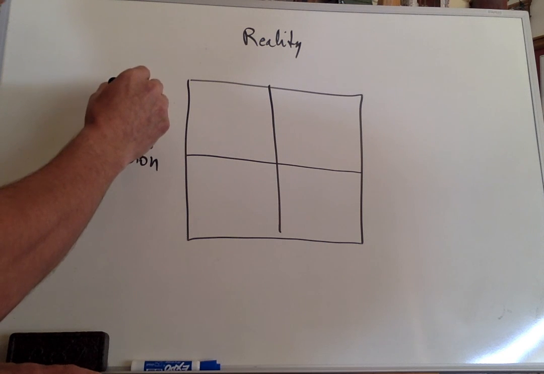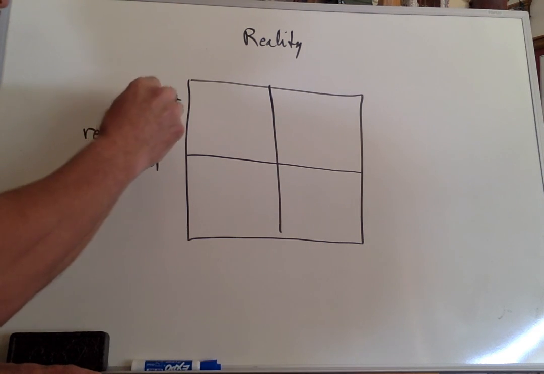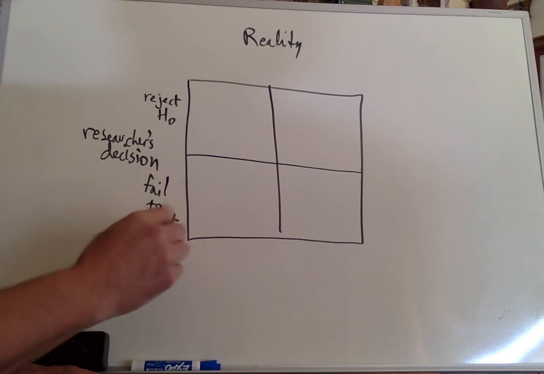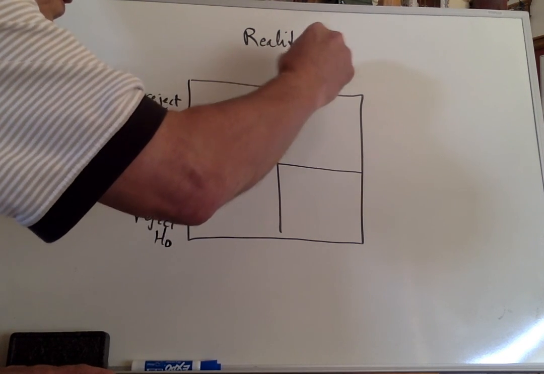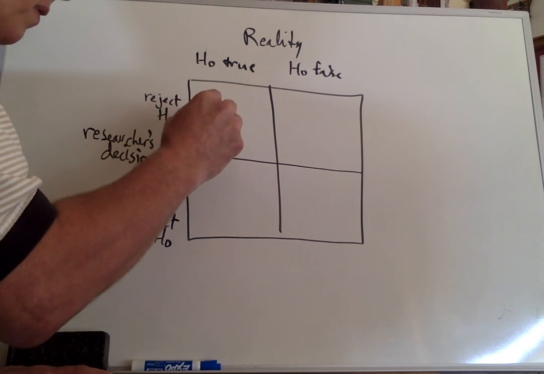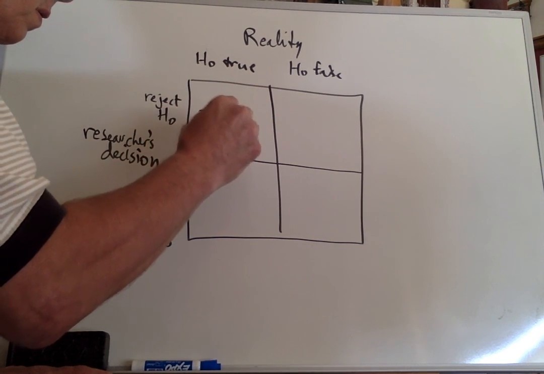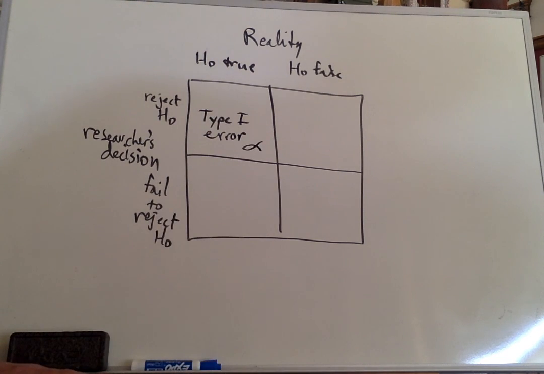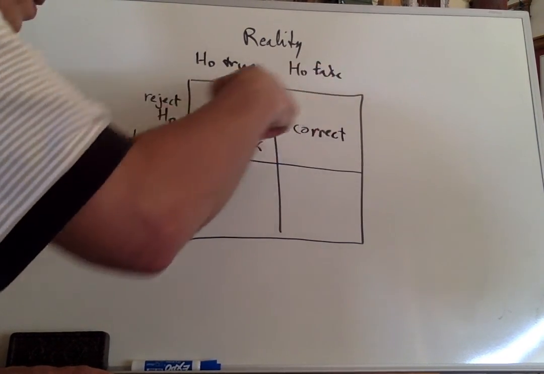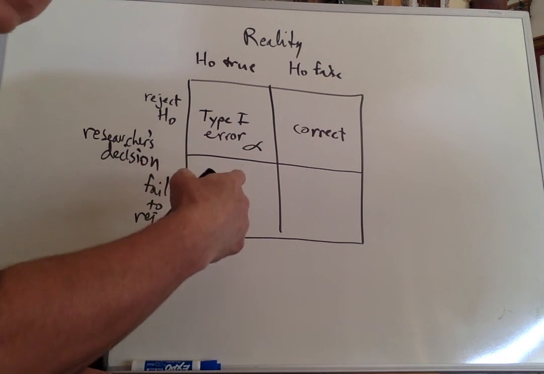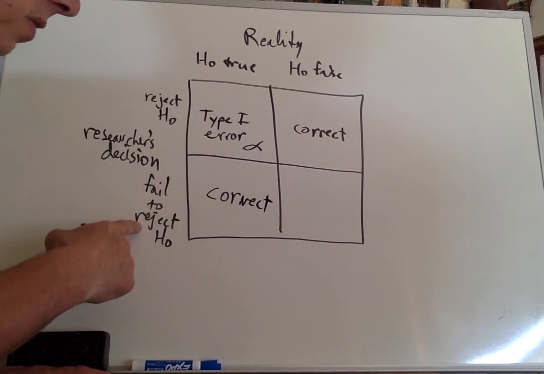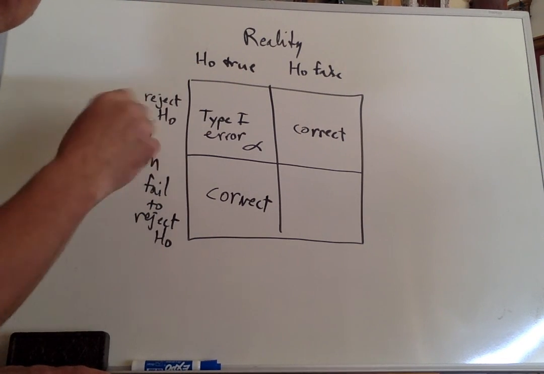What do we have here? Did we have reject null, and then fail to reject null? And over here we said null is false, I think. And null is true. So this was our type one error, and the probability there is equal to alpha. This is when we're correct, right? We reject, the null is false. There's a treatment. We say there's a treatment. Make sure you can go back and forth. Here we have correct. Fail to reject. The null is true. We say there's no treatment. There is no treatment. Make sure that you can do those conversions.